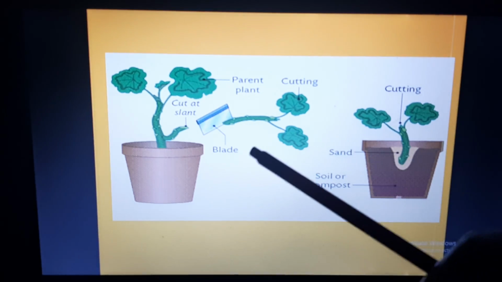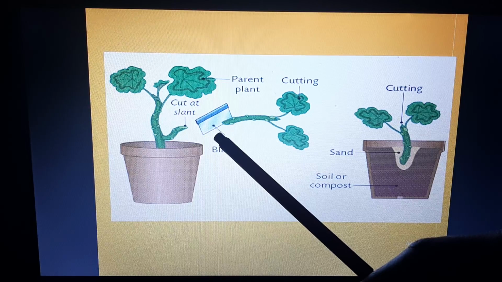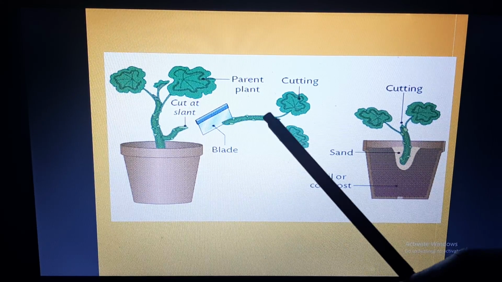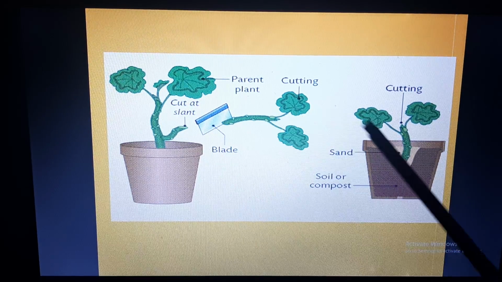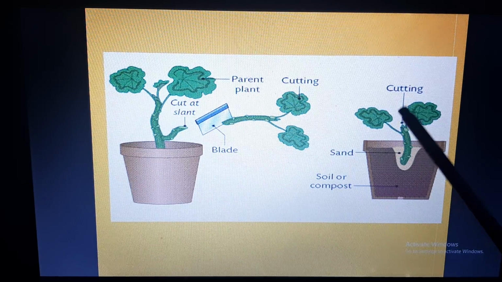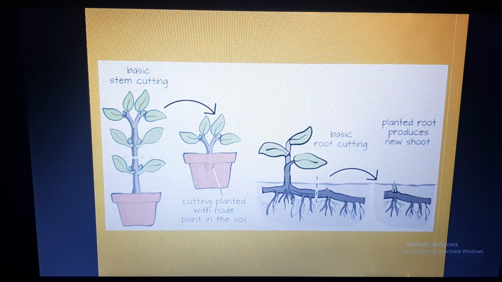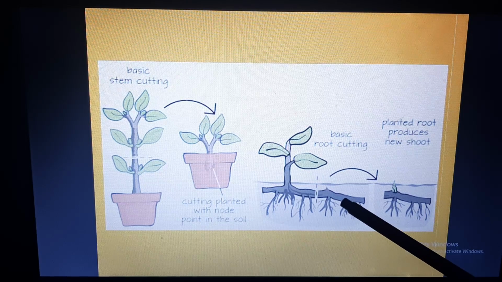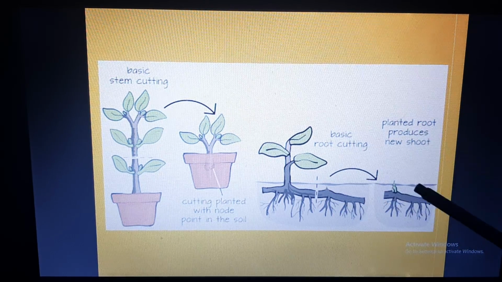So here through this picture we can understand that this was a growing plant. We cut the stem, and now you can see this stem has buds, vegetative buds on it, and they can grow into a new shoot. So when we bury this lower part of the stem, it will develop into root, and this will develop into a new plant or shoot. So here you can see that by the cutting process, if we cut the root also, the root will also develop into a new shoot.